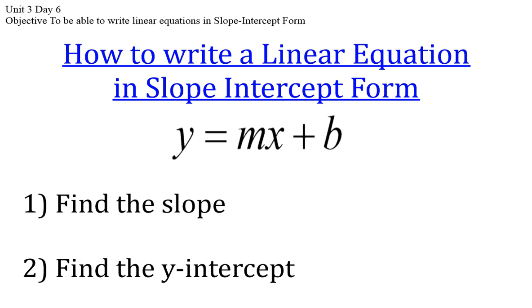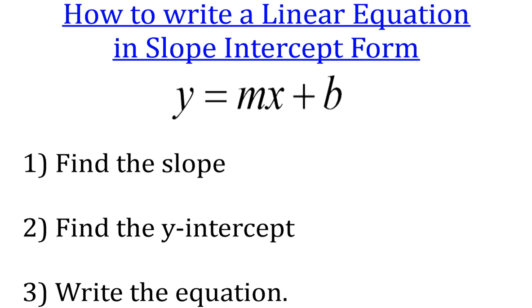Well, we know slope-intercept form looks like y equals mx plus b. m represents the slope and b represents the y-intercept. If we have those two items, we can therefore write the equation of the line in slope-intercept form.